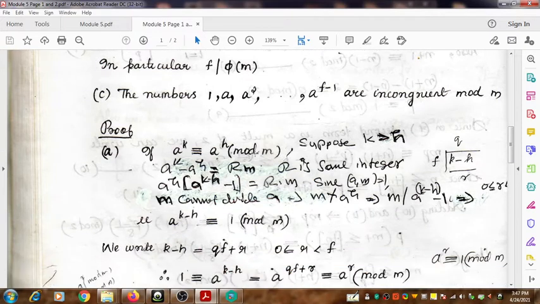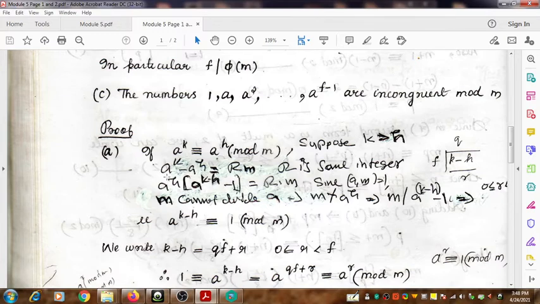So we think that one of the numbers, either k or h, is greater than the other. For convenience, you can assume that k is greater than h. Otherwise, suppose h is greater than k, you can revise the order of these numbers and rename them so that you can write that k is greater than h. So there is no problem assuming that k is greater than h, and then you can proceed.